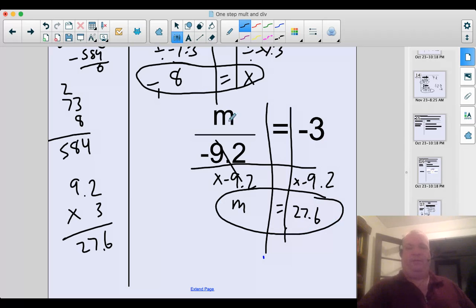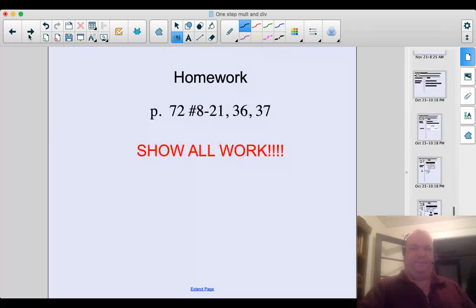Okay, thinking if that makes sense. If I replace m with 27.6, well, I know 27 is 3 times bigger than 9. So I should get something around 3, and it's a positive divided by negative, so it should be negative. So that makes sense as an answer.